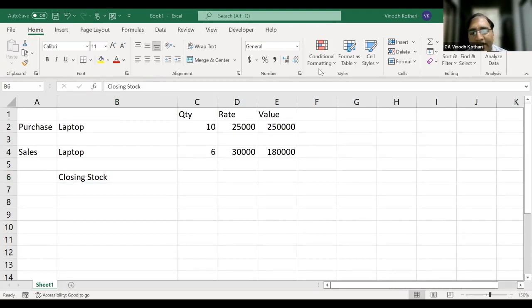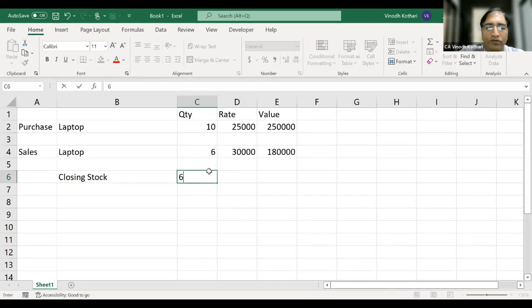Closing stock is 1 lakh. How 1 lakh? Very good. So closing stock is 25,000 into 4. How did you arrive at 25,000 into 4? That means you had 10 laptops. Out of that, 6 you have sold. So 10 laptops minus 6 is what? 4 laptops. So 4 laptops are in hand.